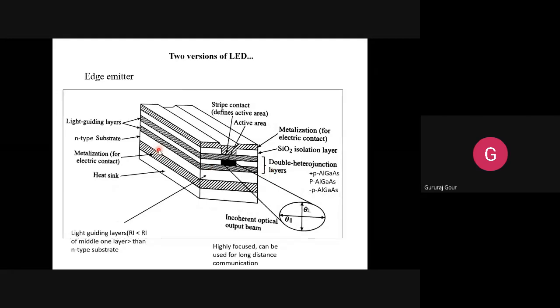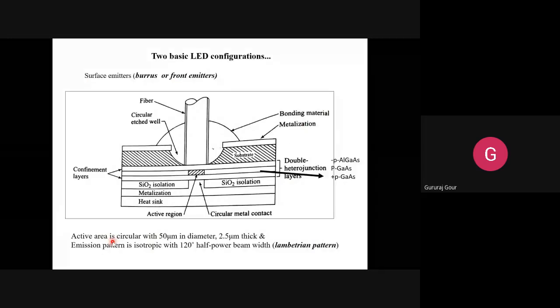Below that, you got n-type substrate. Wherever you get substrate, its main function is to inject more majority carriers into these light guiding layers. The light guiding layers' refractive index is a little bit less than the refractive index of the middle one, and the middle one's refractive index is a little bit greater than the n-type substrate. So this particular rule should be followed in edge emitter or surface emitter.